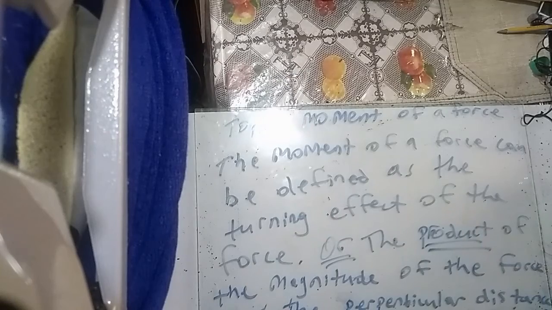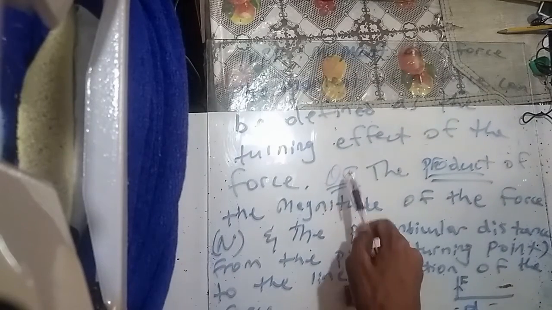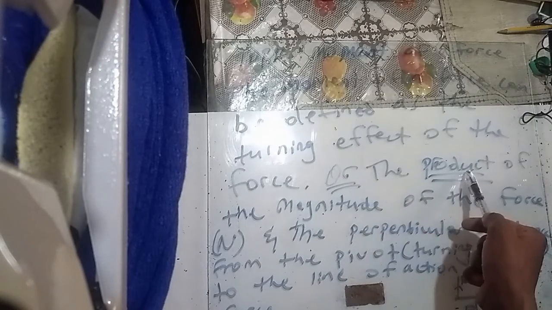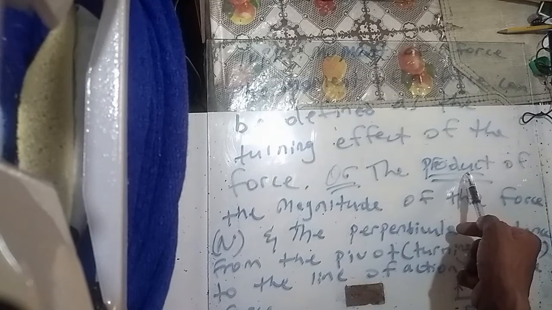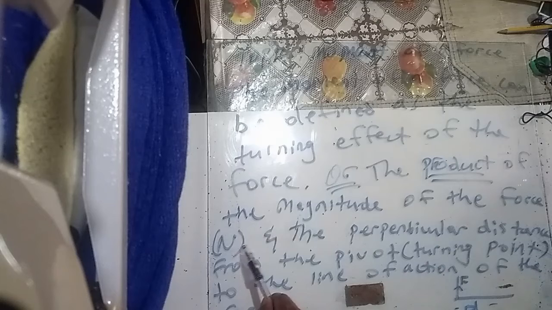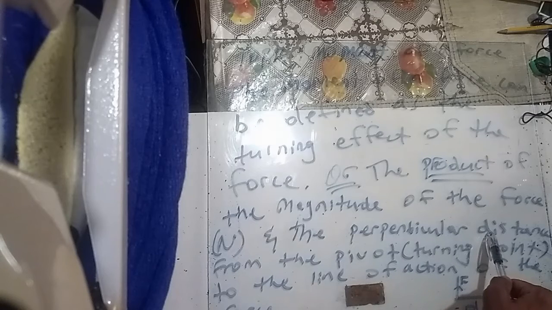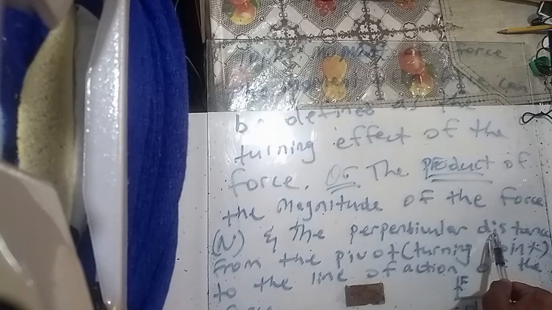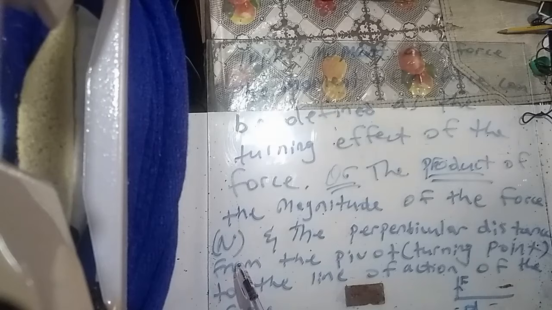The second definition is more detailed. A moment of a force can also be defined as the product, and when we hear the word product, we know multiplication comes in, right? The product of the magnitude of the force, which is in newtons, and the perpendicular distance. You know that perpendicular distance pertains to a 90-degree angle, right? So this distance is 90 degrees away from the force itself. And this perpendicular distance is measured from the pivot, which is the turning point.